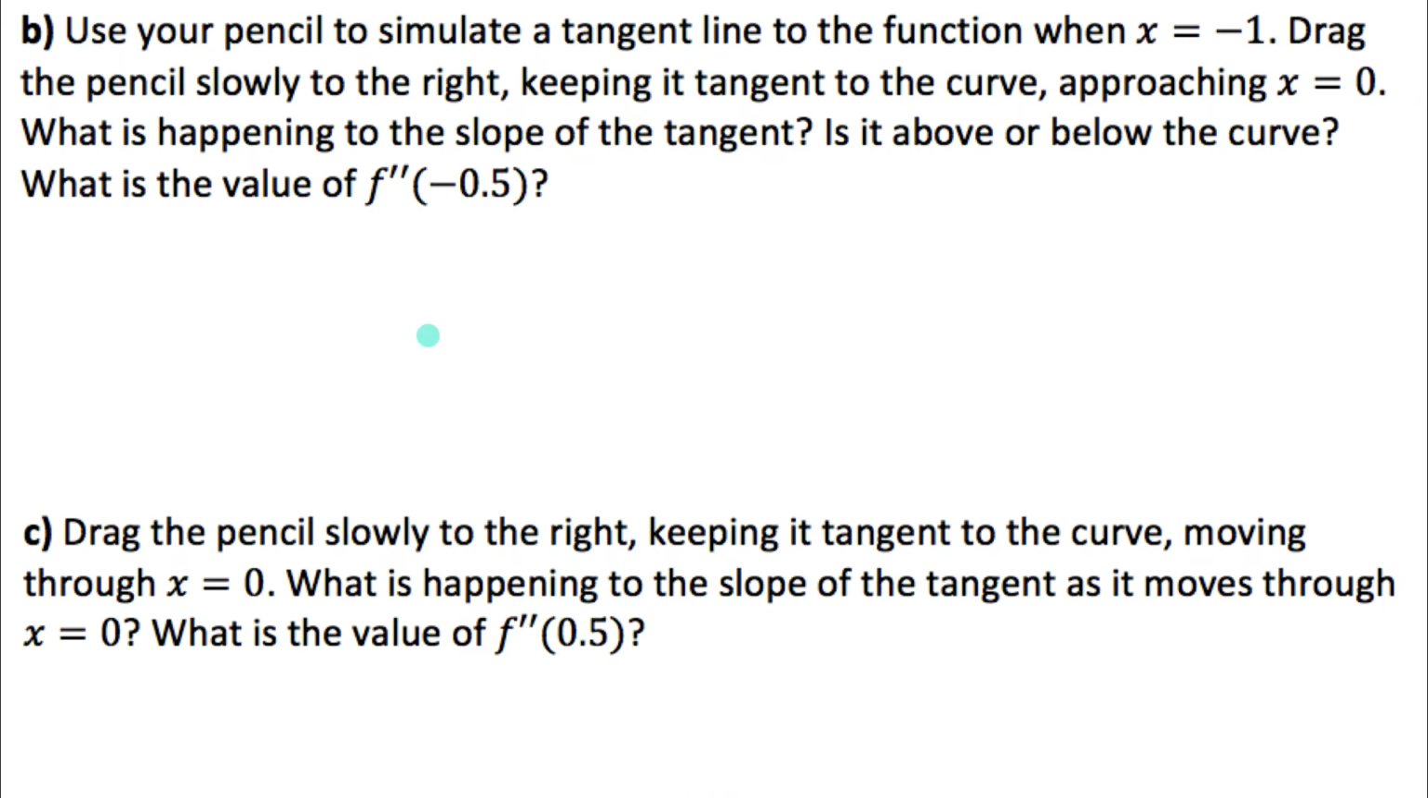So let me start by filling in that answer. Let's write f double prime at -0.5 is 9. Notice that's a positive number. Let's focus on that. We get a positive number. Hopefully by the end of this, you'll understand why it's positive based on the shape of the graph. Now let's comment on what is happening to the slope of the tangent over that interval.